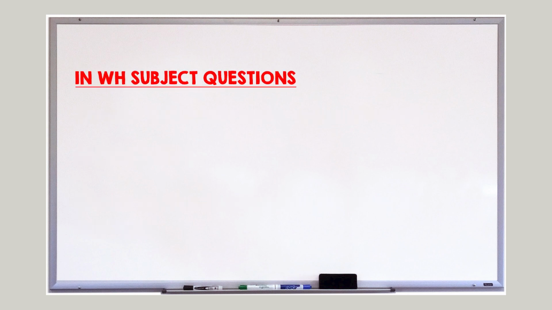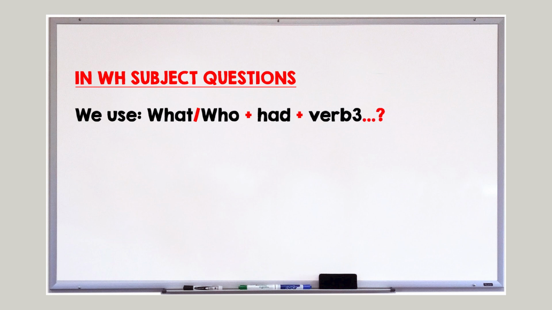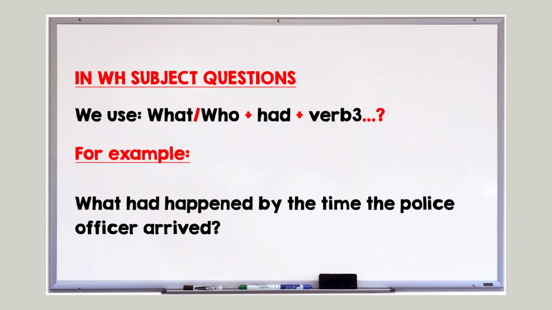In WH subject questions, we use WH word or who plus had plus verb 3. For example, what had happened by the time the police officer arrived?